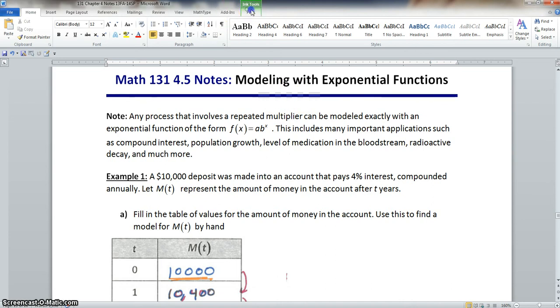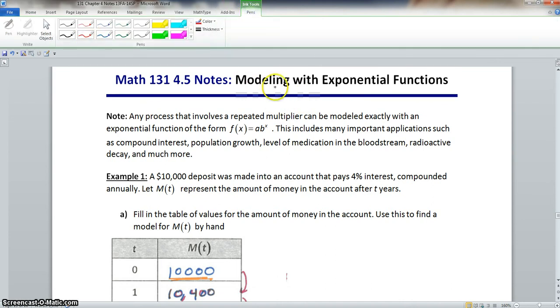Hello class, we're about to start section 4.5, modeling with exponential functions. Note, any process that involves a repeated multiplier can be modeled exactly with an exponential function of the form f(x) = a times b to the x. This includes many important applications such as compound interest, population growth, level of medication in the bloodstream, radioactive decay, and much more. Now we come to example 1.